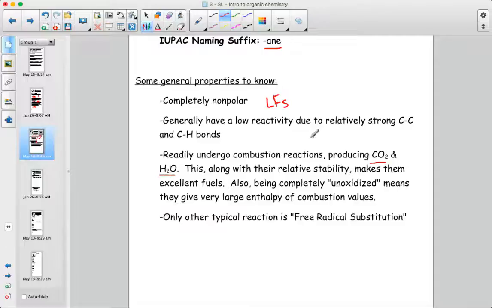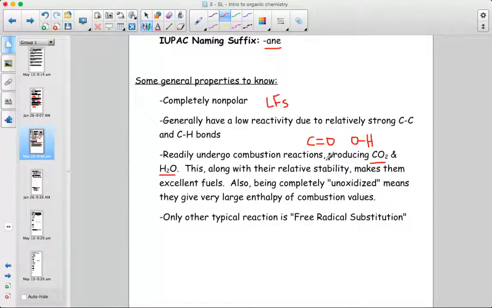The reason they undergo this reaction is that although the C to C and C to H bonds are pretty strong, the C to O double bonds and the O to H bonds that form are even stronger. And so we end up with very exothermic reactions when you have alkanes combusting, turning into CO2 and water.